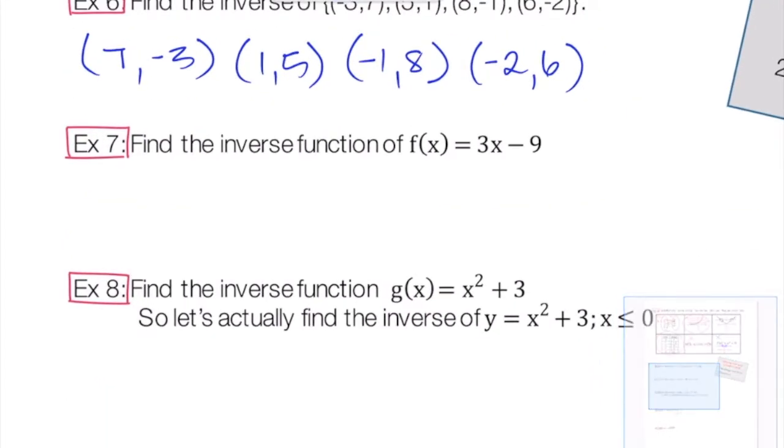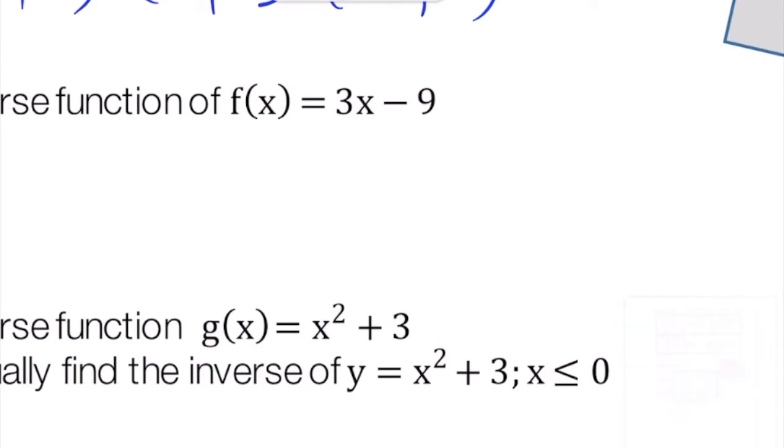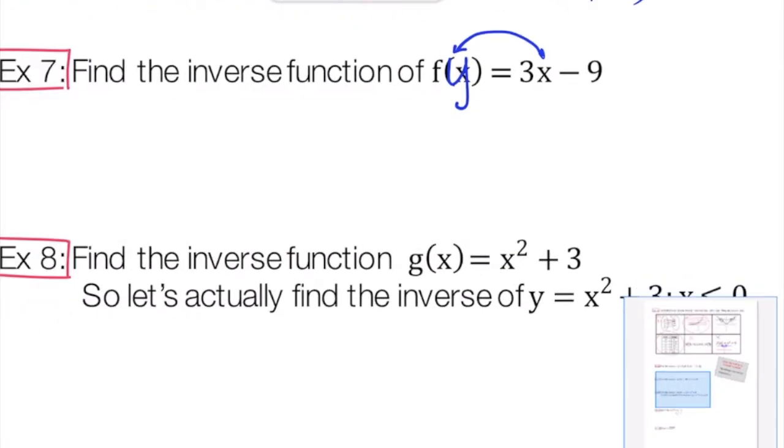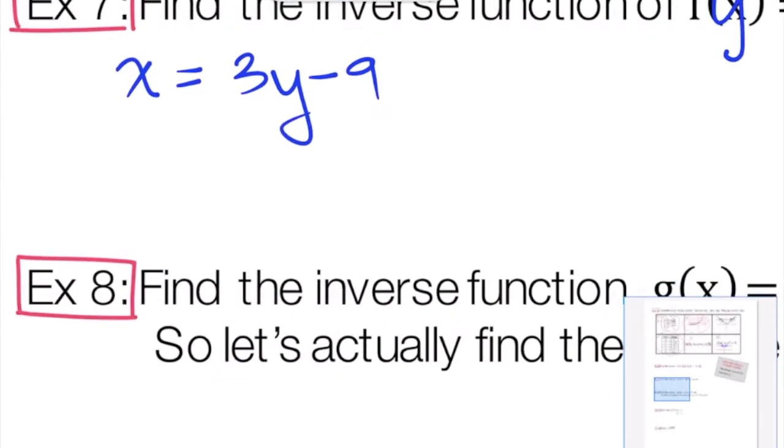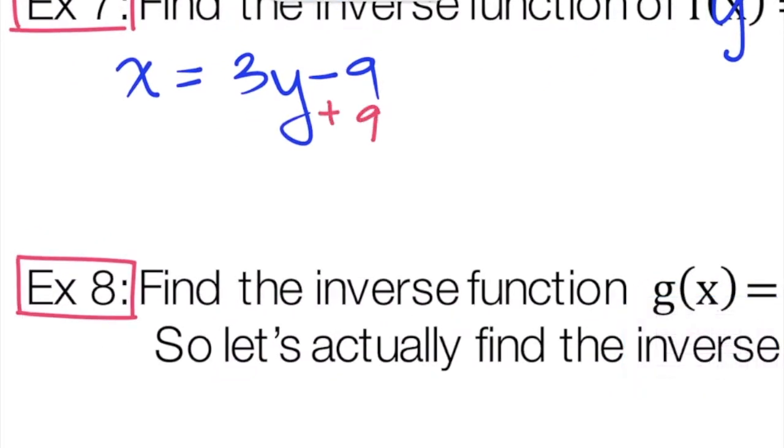Now let's do an equation. Remember, f of x is the same thing as y. And what do we do? We're going to swap your x and y values. So instead of y is equal to 3x minus 9, we're going to have x is equal to 3y minus 9. Now we're not going to leave it that way. We want to go ahead and solve for y. So we're going to use our Algebra 1 skills here to isolate our y value.